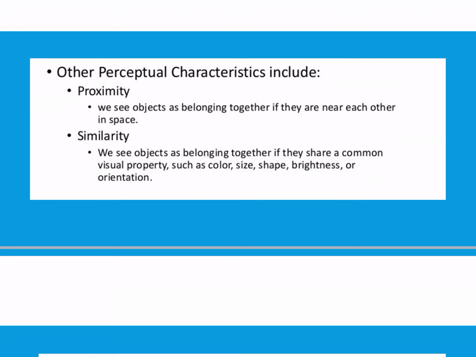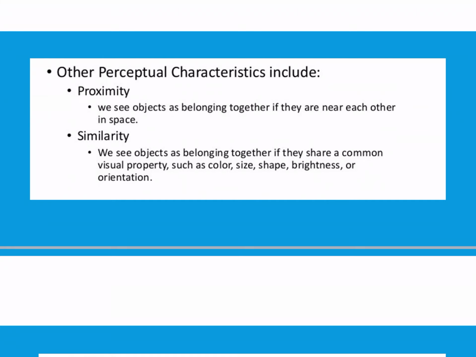Whenever we have proximity, we see the objects as belonging together if they are near each other in a space. For example, we have a table, and on the table I have placed certain objects. The table is a space, and the objects placed on the table have togetherness and share the same space. So this is all about proximity. We see objects as belonging together if they are near each other in a space.